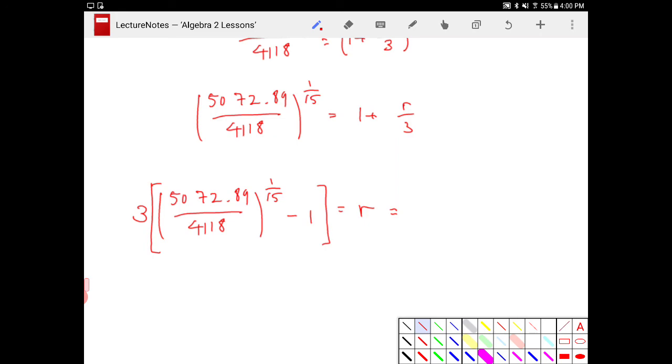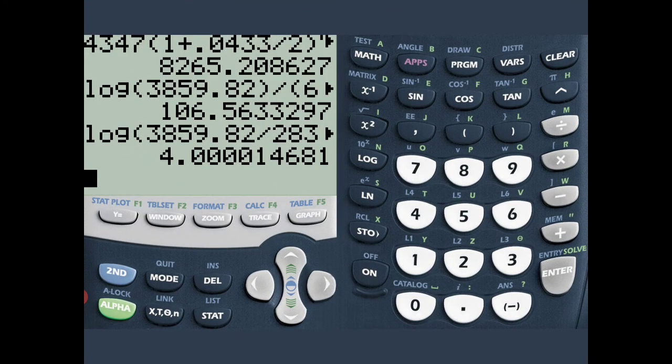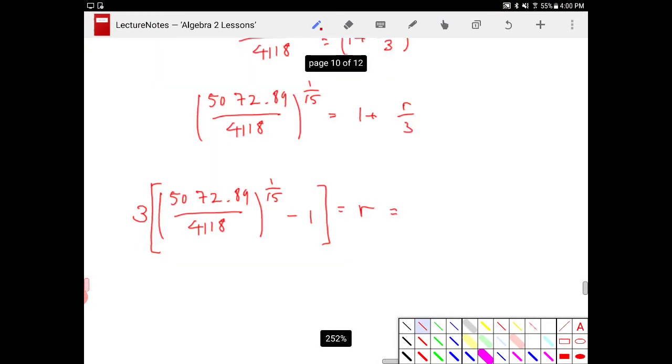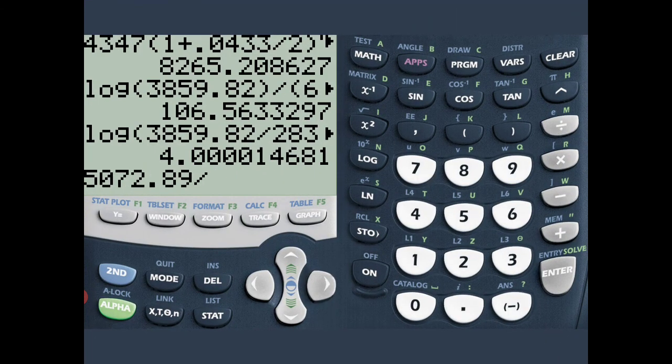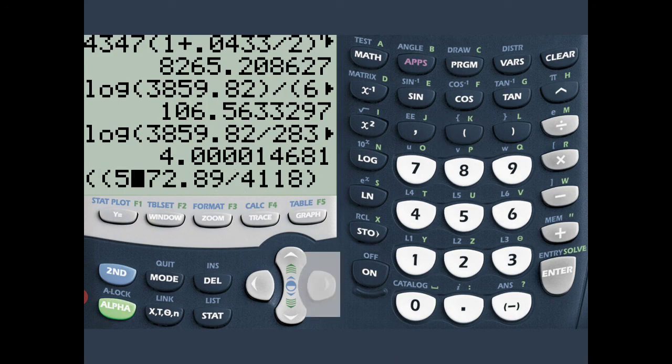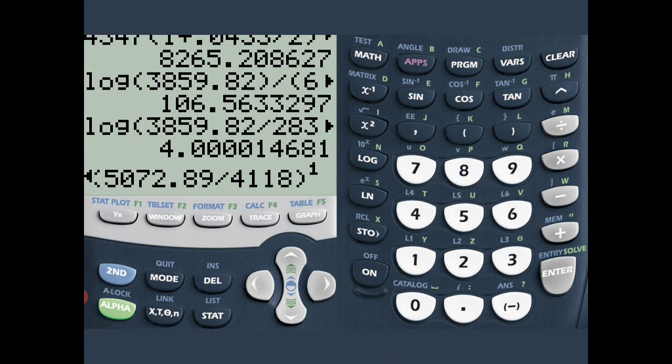So 5072.89 divided by 4118, and close that in parentheses. I want to put in a double parentheses. Why? Because I'm going to multiply this whole thing by 3 in a moment. Raise it to the power of 1 divided by 15. Subtract 1. Close parentheses times 3.